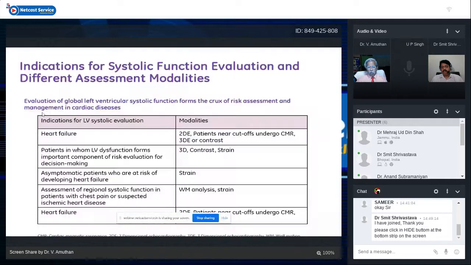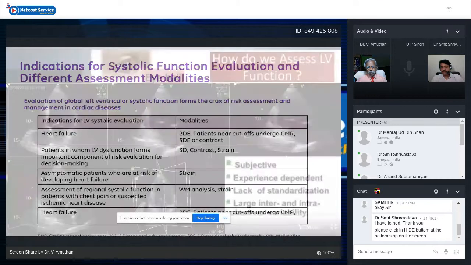So now you go for the left ventricular systolic function assessment, which is very important. Especially this is very important for heart failure patients, patients in whom LV dysfunction forms the important component of the risk evaluation, and asymptomatic patients who are at risk for developing heart failure. So this is a very important thing.